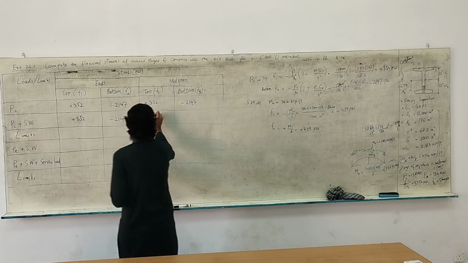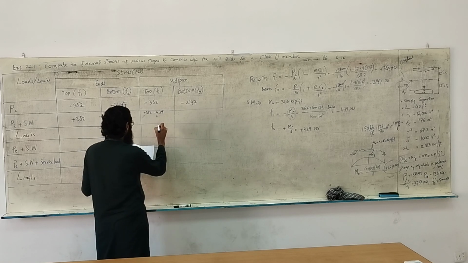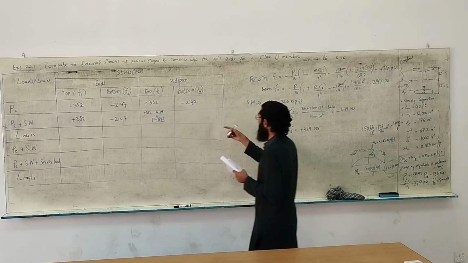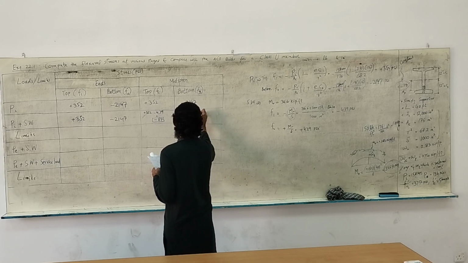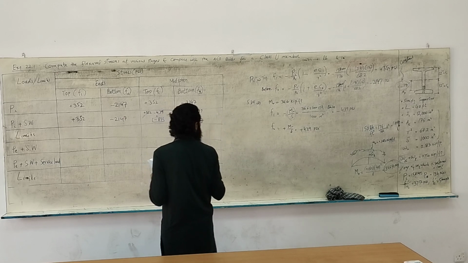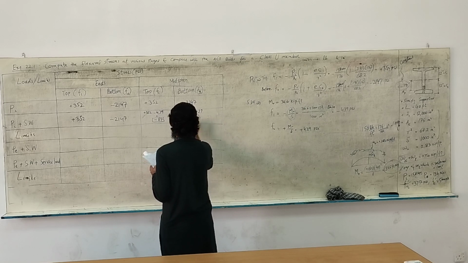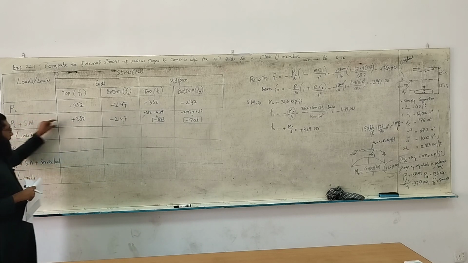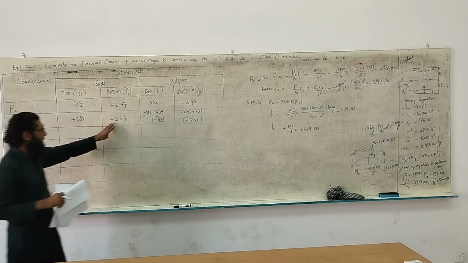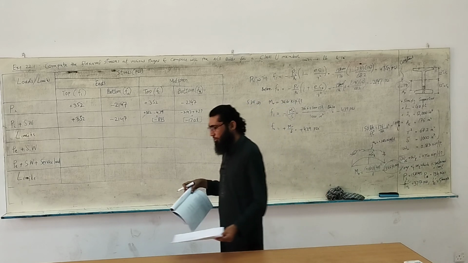Minus 439, to get, what do you get? Minus 87. And what about the bottom? You get minus 2147 plus 439 to get, what's the answer? Minus 1708. So we have done the calculations for this stage. Now these are the stresses for which we have certain limits by ACI.